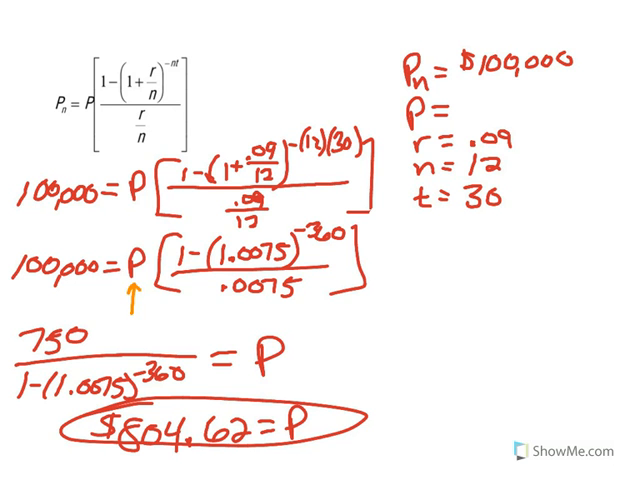Well, here's where Part B comes in. Part B says, how much will the Waltons pay in interest over the life of the loan? Well, the first thing we got to figure out is, what is their total payment?